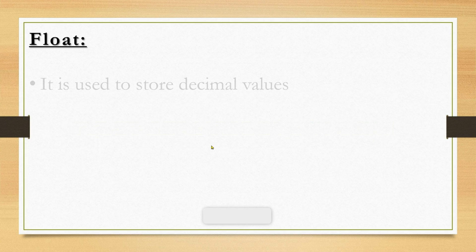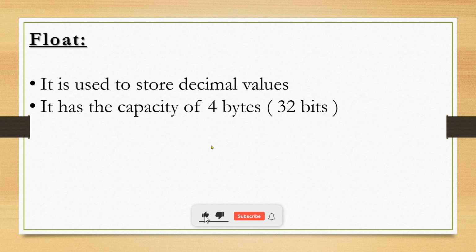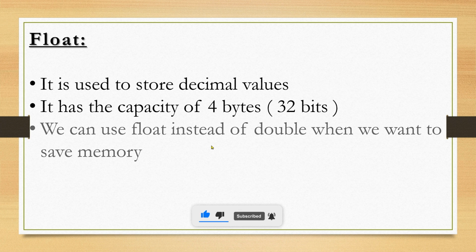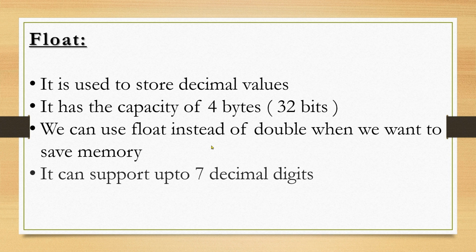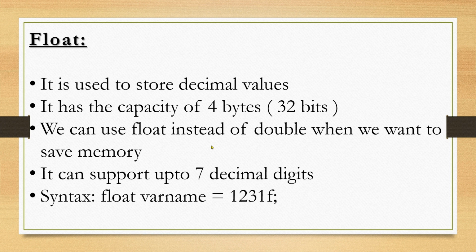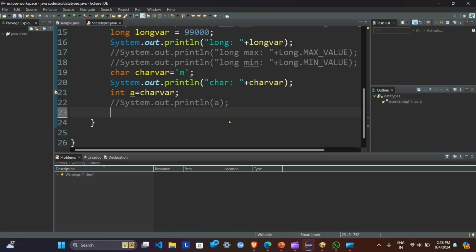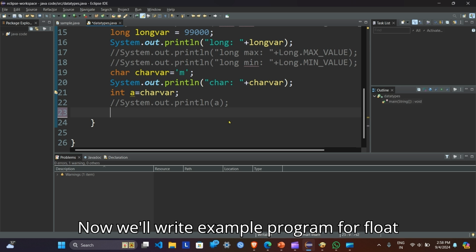Float. It is used to store decimal values. It has the capacity of 4 bytes, which means 32 bits. We can use float instead of double when we want to save memory. Float can support up to 7 decimal digits. Syntax is float space varname equals 1231f. You need to mention f as suffix to the literal. Then only it becomes a float literal. Otherwise, it becomes double.